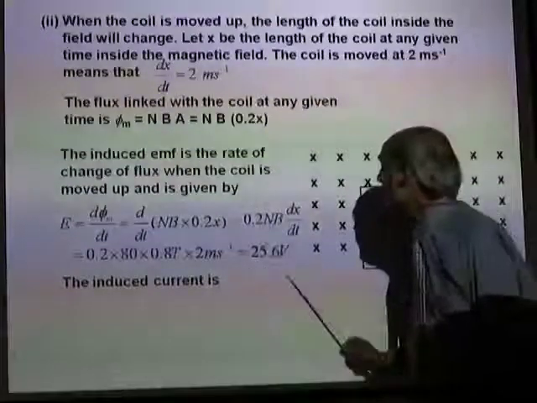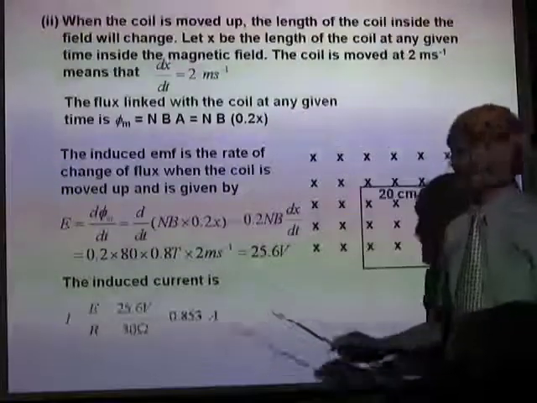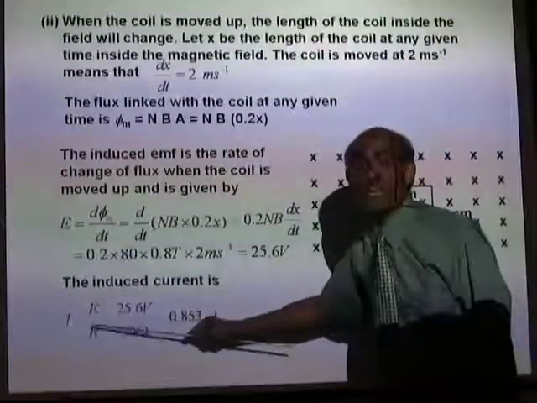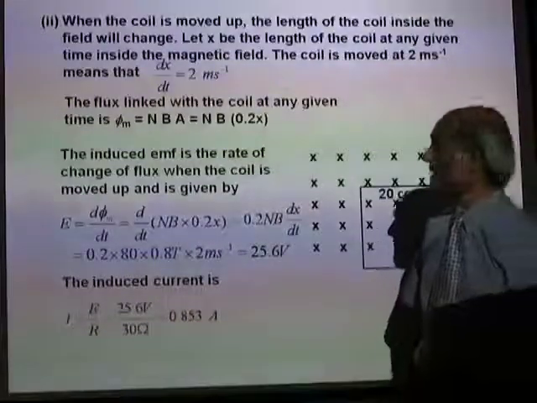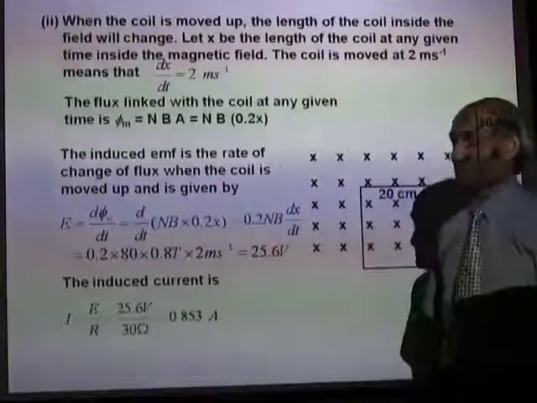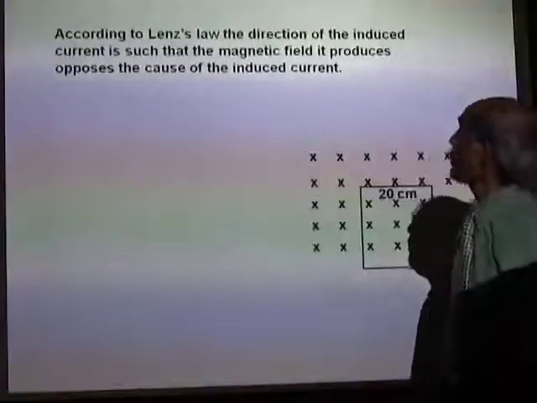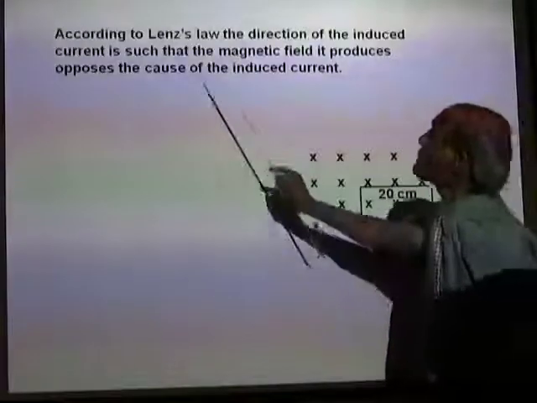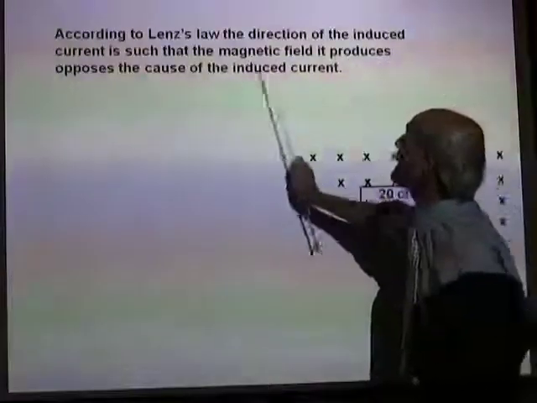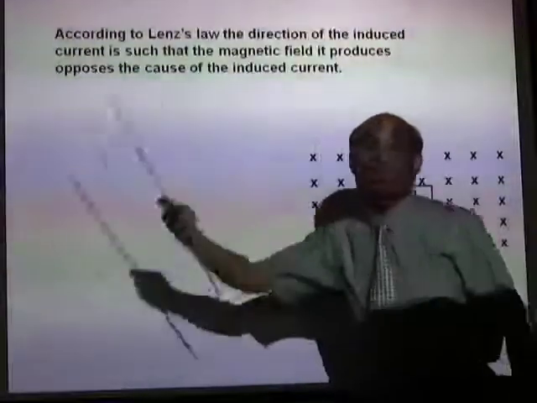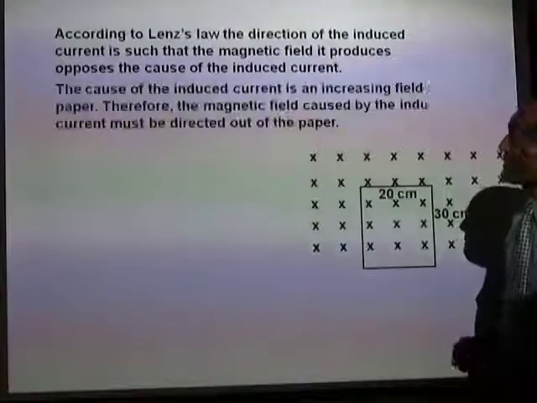If the induced EMF is 25.6 volts, what is the induced current? Induced current is the EMF divided by the resistance, that is 0.853 ampere. Well, according to Lenz's law, the direction of the induced current is such that the magnetic field produced by it must oppose the cause of that induction. Is that right? So what is the direction?